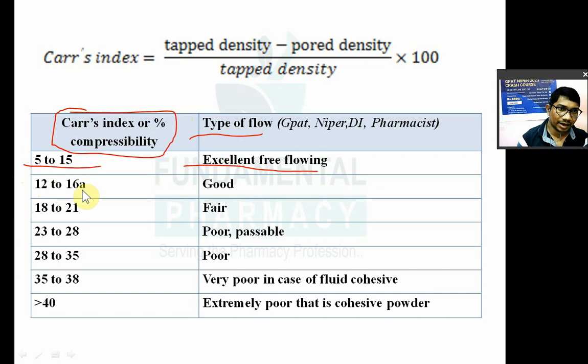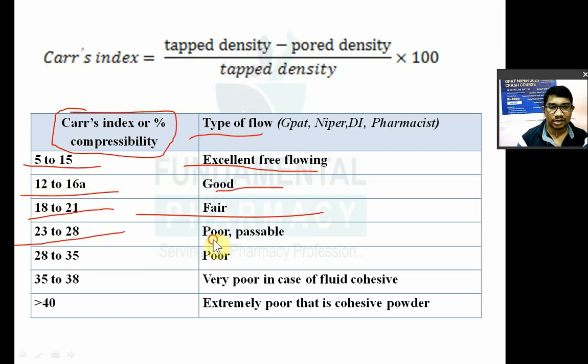If Carr's index of powder is between 12 to 16, then it is good flowing. If it is between 18 to 21, it is fair flowing. If it is between 23 to 28, then it is poor flow, or you can say possible. Now if Carr's index is 28 to 35, it is a poor flowing powder. If it is between 35 to 38, then very poor or fluid cohesive. And if Carr's index of powder is more than 40, then extremely poor flowing powder, or that is a cohesive powder.